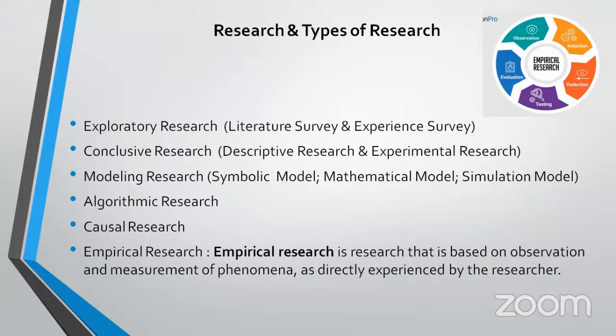Next comes algorithmic research. Algorithmic research means you have to develop the algorithm. It may be a mathematical algorithm, and it is related to computer science people. They usually go for algorithmic research. They develop the algorithm to solve any type of problem, okay. That is algorithmic. So for a mathematical model also you have to develop an algorithm. That also comes under algorithmic research.